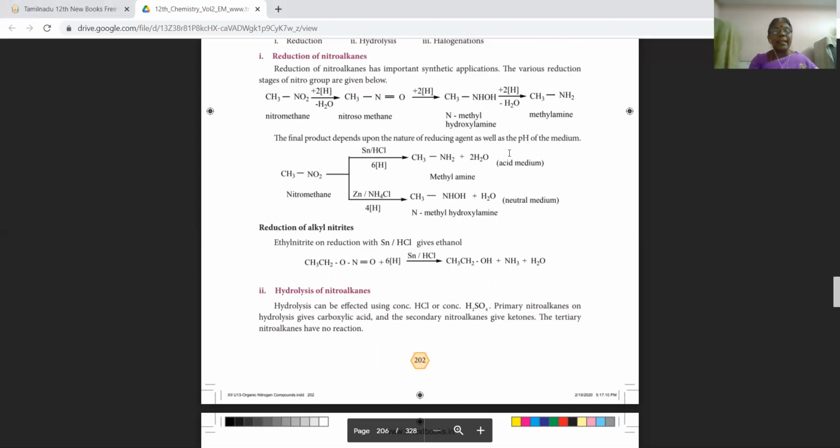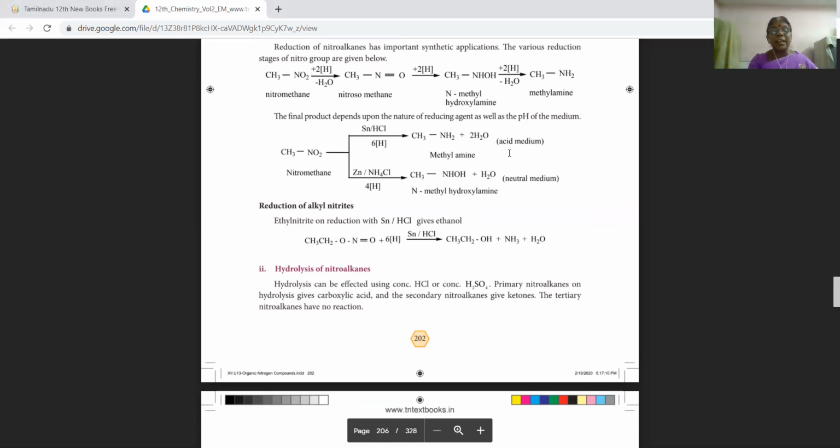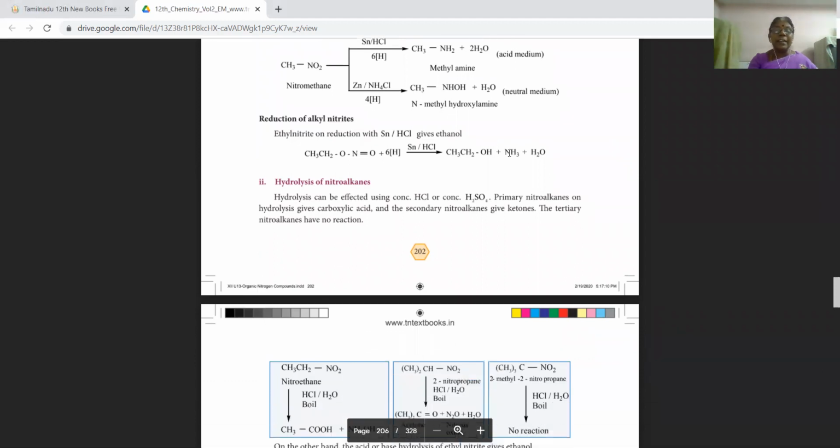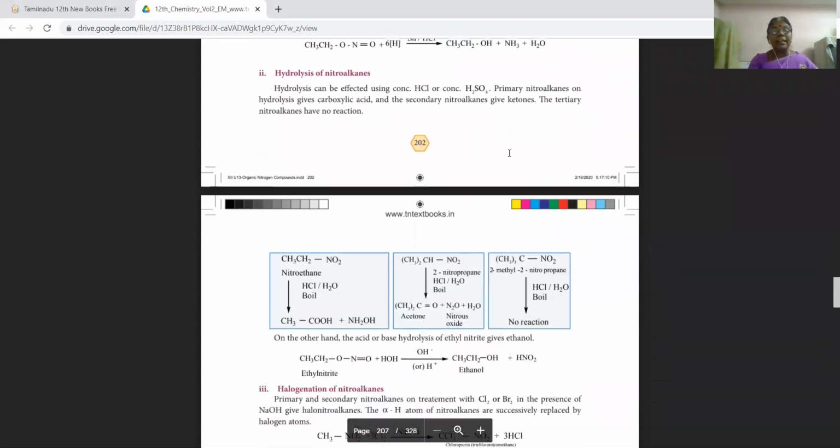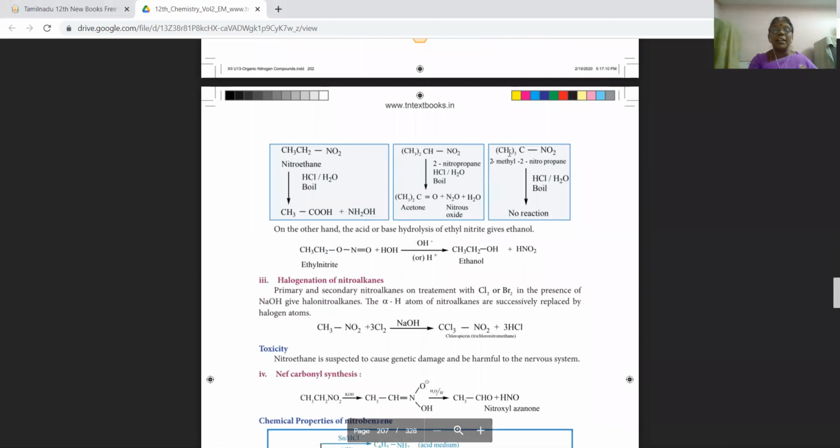Hydrolysis of nitroalkanes. Hydrolysis can be effected using concentrated HCl or concentrated sulfuric acid. Primary nitroalkanes on hydrolysis give carboxylic acid, and secondary nitroalkanes give ketone. Then tertiary nitroalkanes will not give any reaction. That is only given in the tabular column. This is very important, you mark it.